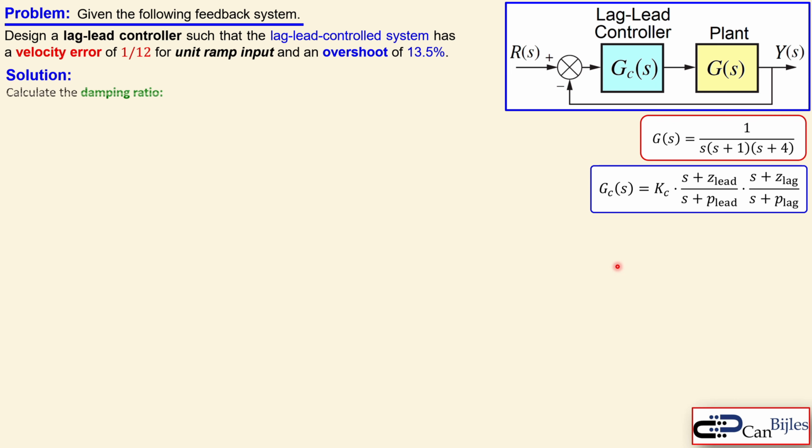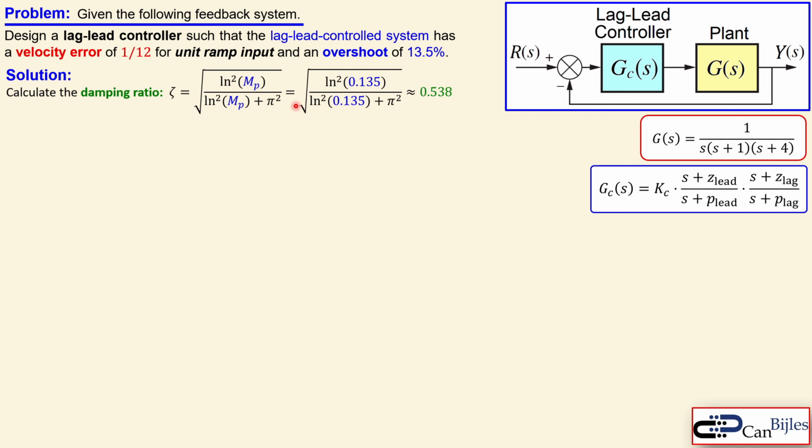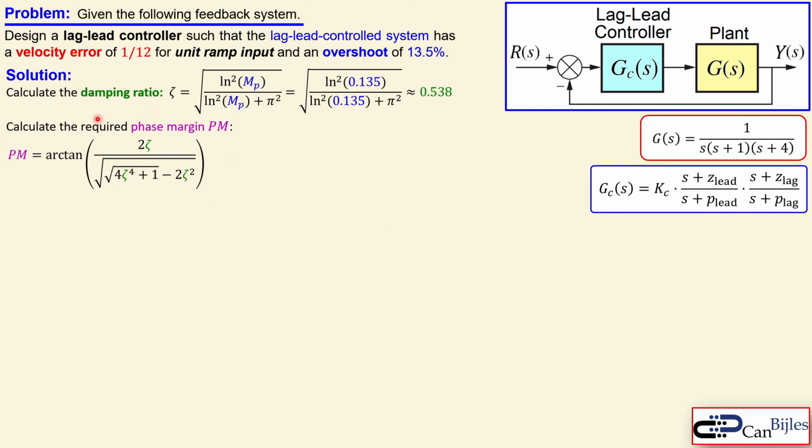So looking at solutions, we start with first the damping ratio required for our overshoot. We see the MP of 13.5%, which is the scalar 0.135. And then you substitute the values in this formula, we get 0.538. Now we need to calculate the required phase margin for our final design. Now let's do that in this formula again. We saw that also in the previous videos. The damping ratio is now calculated. Now you can use this formula, and when you do that, you get 55 degrees approximately. So we need to make this in the final design.